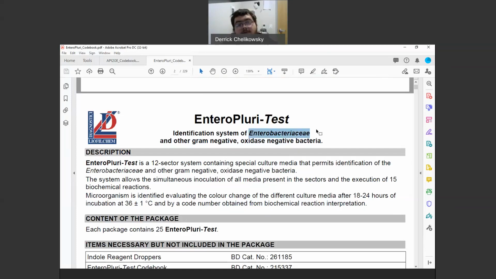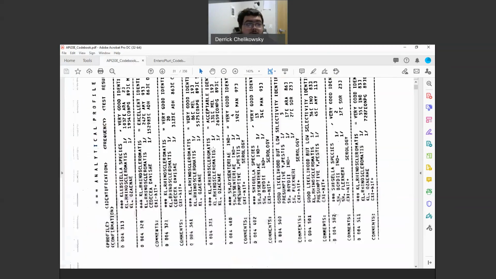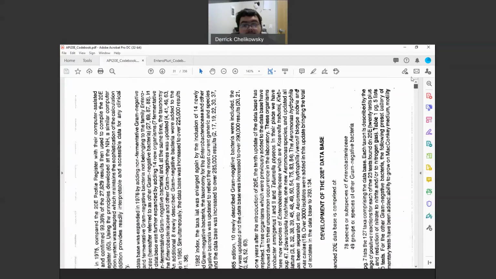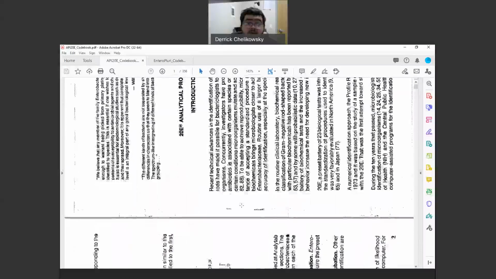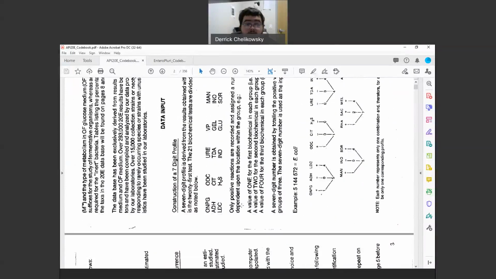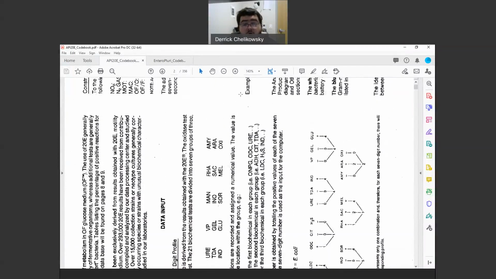Foreshadowing. So keep that in mind, that both the API and the Enterotube, you are looking just at enteric bacteria. And if you don't have an enteric bacteria, then you're not going to be able to properly key out the bacteria, even if you get results. Or if you do get results, it will be the wrong thing. So once again, if you key yours out and it's E. coli, but knowing that E. coli is a gram-negative rod and you have, say, a gram-positive coccus, does that make sense? Not really.